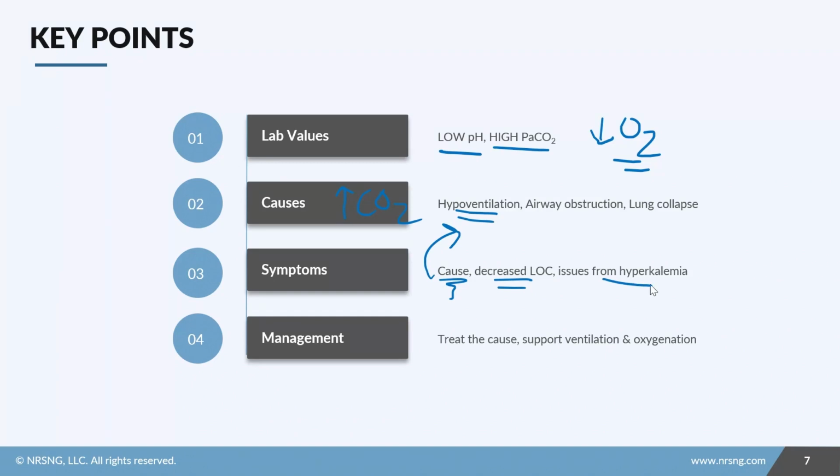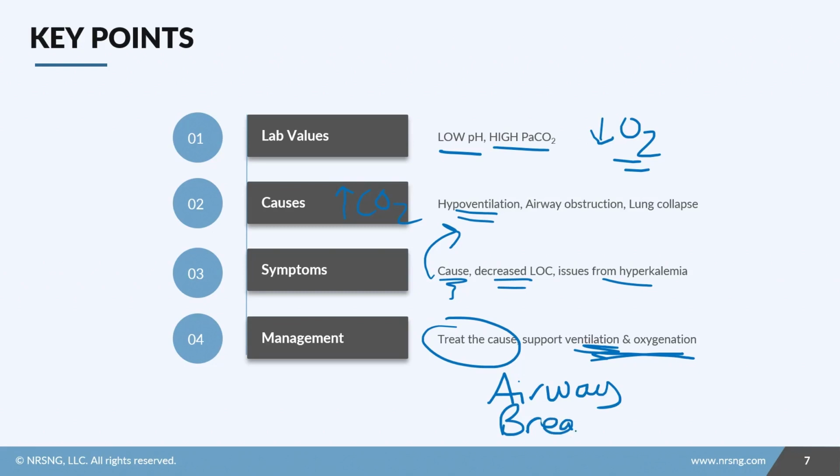To manage respiratory acidosis, our number one priority is to support their ventilation and oxygenation and to identify and treat the cause. Now, remember, providing supplemental oxygen to someone who is not breathing correctly or doesn't have a good airway is not beneficial. Make sure that their airway is open and that they are breathing before you apply oxygen.